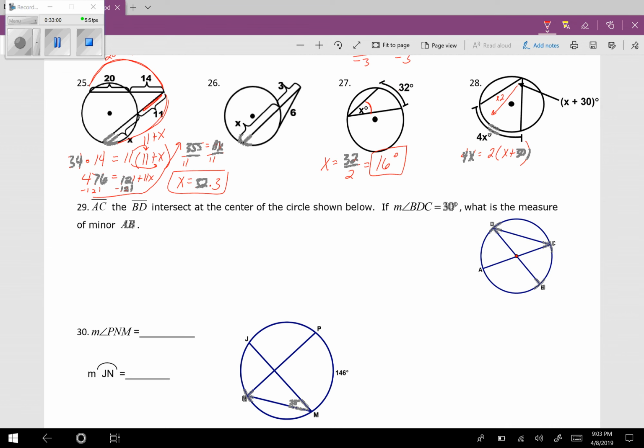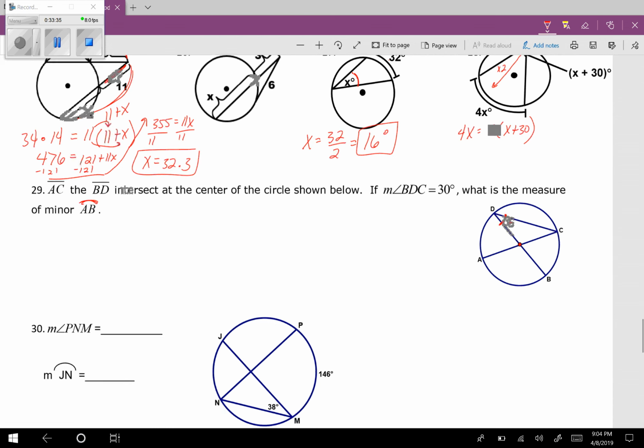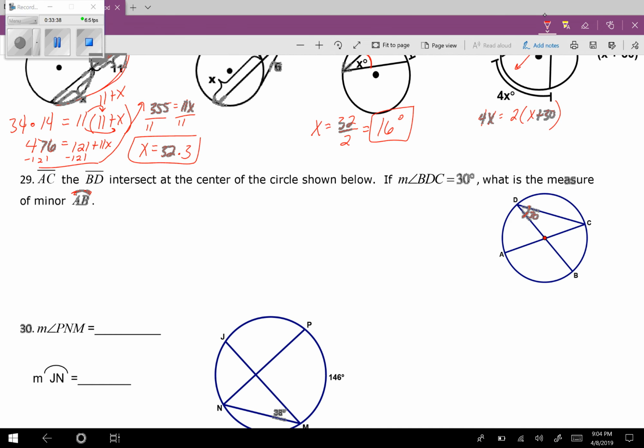Alrighty. So now number 29. It says segment AC and segment BD intersect at the center of the circle shown below. If the measure of angle BDC is 30, what is the measure of minor arc AB? So BDC, okay, this angle. All right, always trace that V that you're making. So BDC is 30. You know, 30 here. Now we're trying to find the measure of arc AB.